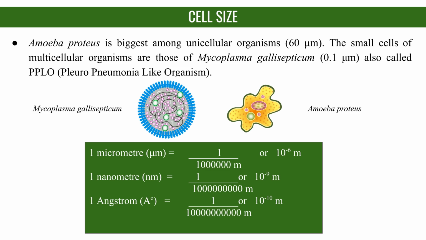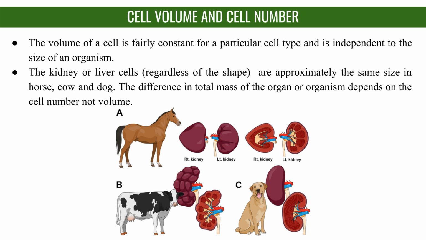The volume of a specific cell type remains relatively constant, regardless of the size of the organism. For example, kidney cells are similarly sized in a horse, cow, or dog. The overall size difference in organs or organisms is due to the number of cells, not the volume of individual cells.